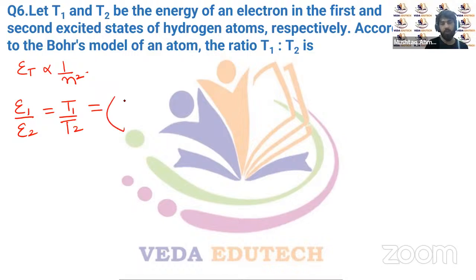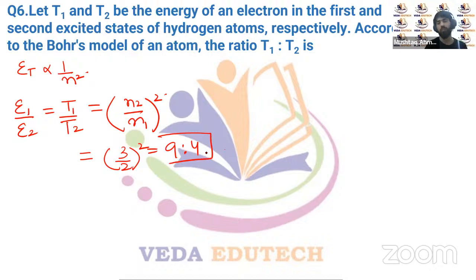That will be N2 upon N1 whole square. We're talking about the first excited state: T1 is the energy in the first excited state, so N1 will be equal to 2, and for the second excited state N2 will be equal to 3. So it will be 3 upon 2 whole square, which is equal to 9 ratio 4. So this will be the ratio between the two energies of the given excited states.